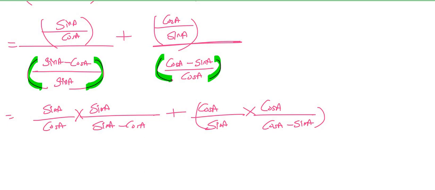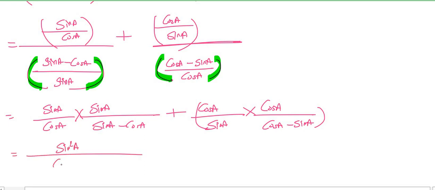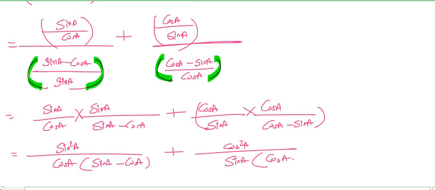सोचिए, और कोई कैंसिल है कुछ? I don't think anything is cancelling. So let me write sin square A by cos A into sin A minus cos A plus cos square A by sin A into cos A minus sin A. Now pause it and try to solve on your own and see.